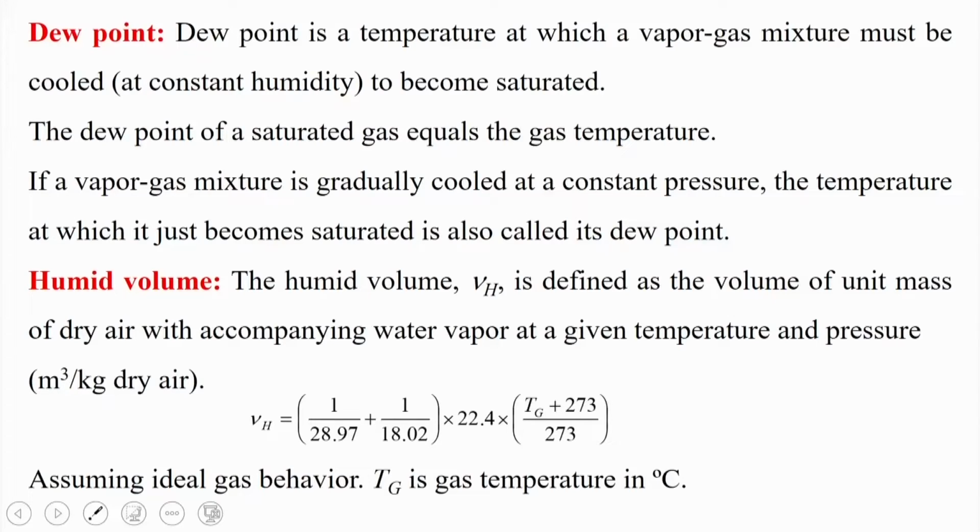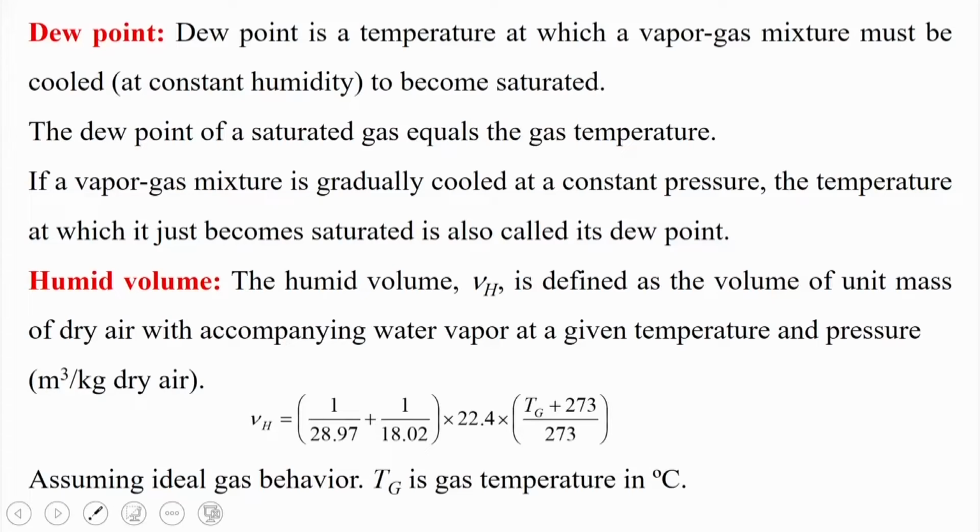So, if a vapor-gas mixture is gradually cooled at constant pressure, the temperature at which it just becomes saturated is also called its dew point. Another important terminology we need to understand is humid volume. Humid volume indicates the volume of unit mass of dry air, along with its accompanying vapor, at a particular temperature and pressure.